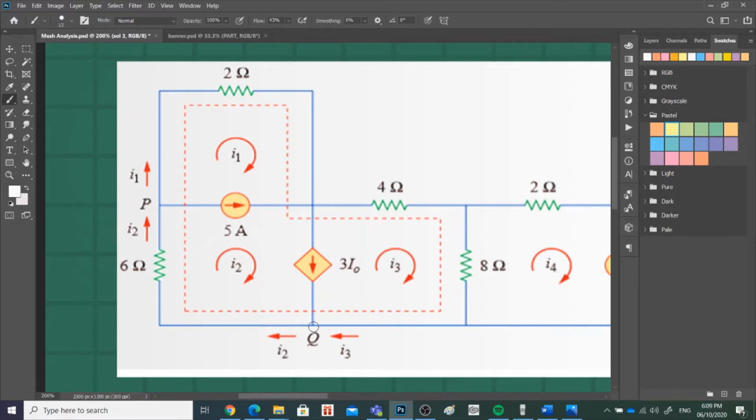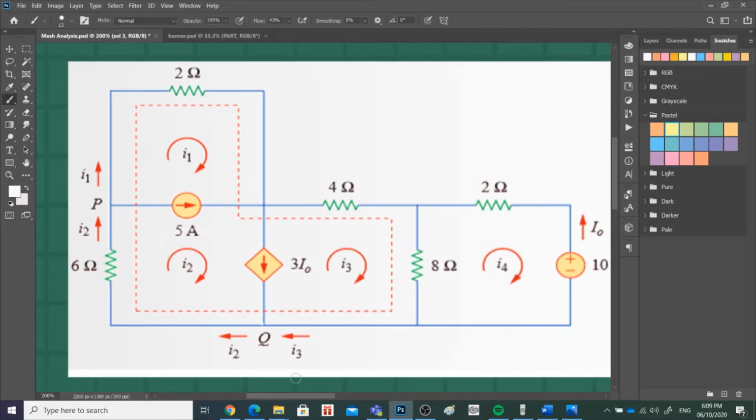As well as here, we make a node because this is where one of our dependent current sources is located. So I sub 3, you trace it, at node Q, and then I sub 2, you also trace its direction. So that is our branch current. And we have a dependent current source 3 I sub O. We need this to reduce the number of equations in our simultaneous equations.